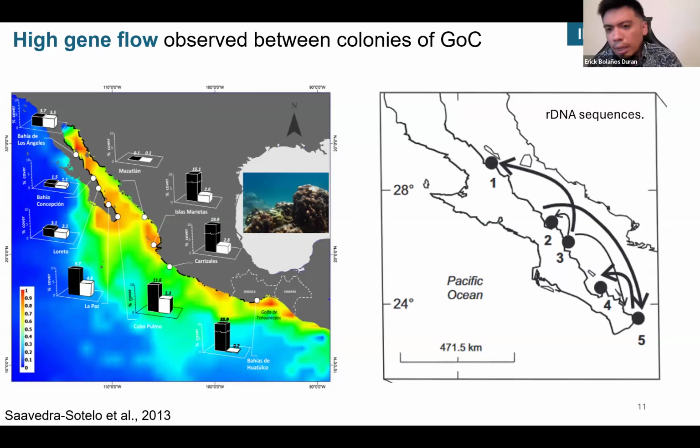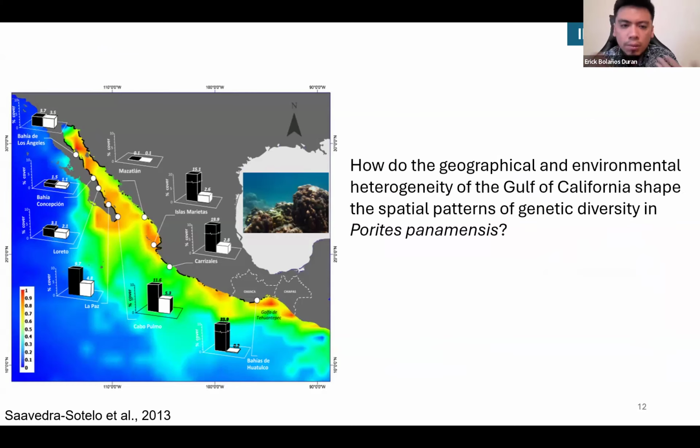With ribosomal DNA sequencing, they observed that there is one population inside the Gulf of California with high levels of gene flow. However, we know with genome data that we can observe cryptic diversity, and we have here in the Gulf of California a lot of heterogeneity. For that reason, we want to answer: how do the geographic and environmental heterogeneity of the Gulf of California shape the spatial patterns of genetic diversity in Porites panamensis?